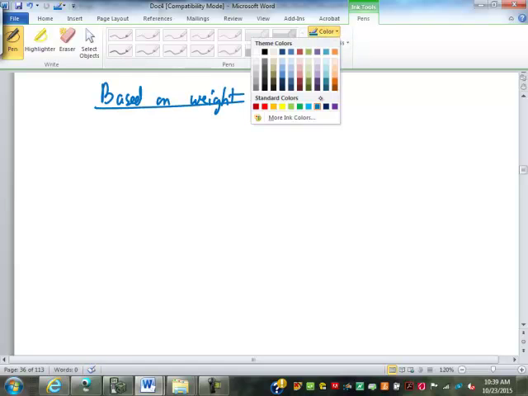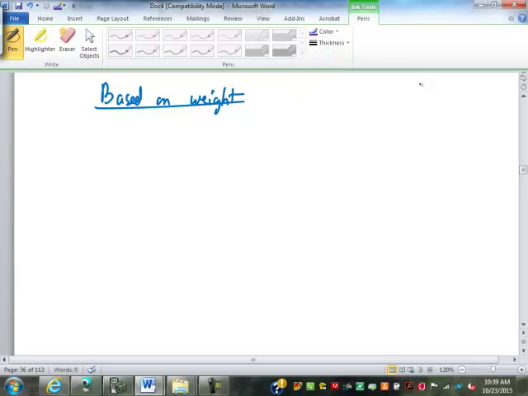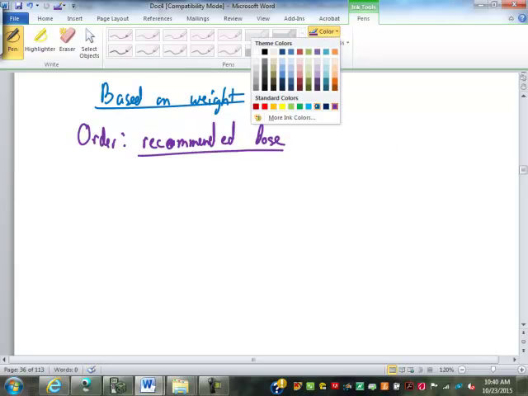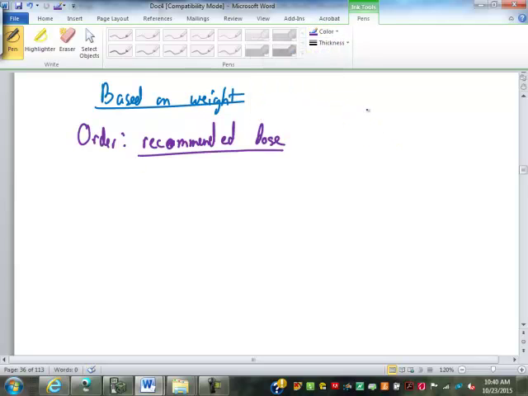Which is a little bit of a misnomer because in the metric system we tend to use mass instead of weight, so it's a dosage based on mass, but we'll go with it. So we're looking at the orders are to give recommended dose. So what that means is whatever the label, whatever the medication's recommendation is, that's what we are to give to the patient.